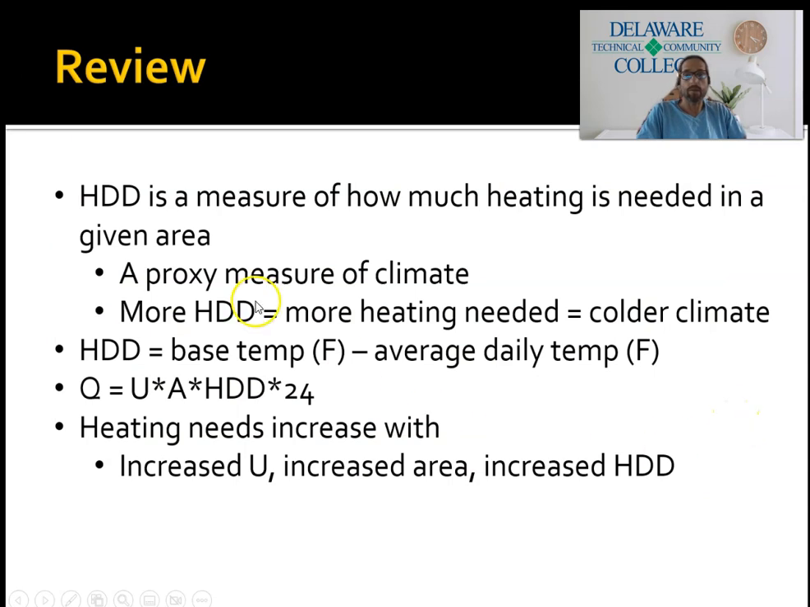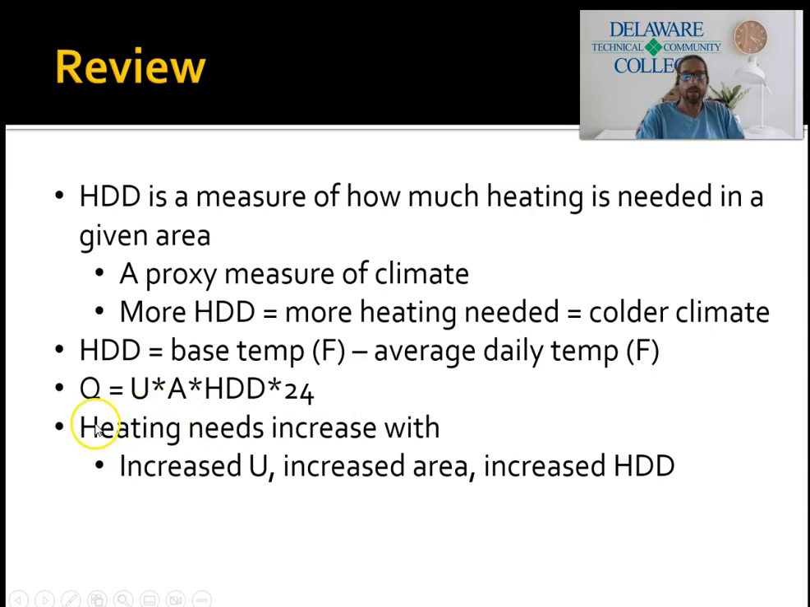Okay, so to review all of this, remember that HDD is a measure of how much heating is needed in a given area, and it's relative to a base temperature. Okay, and it's a proxy measure of climate. More HDD means more heating needed, which means it's a colder climate. We calculate HDD by taking the average temperature over the course of a day and subtracting it from the base temperature, which for residential we use 65, for commercial we can use different numbers. But that will be our HDD for the day, and then you take all the HDDs, just add them up every day, and that gives you your total HDD for the month or the year.